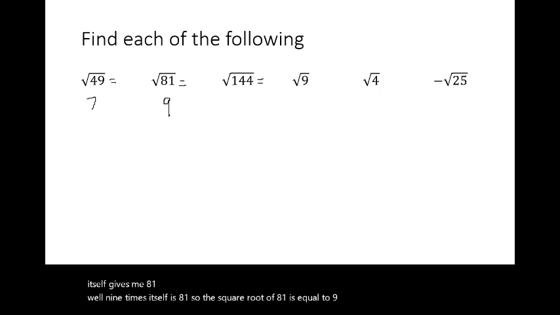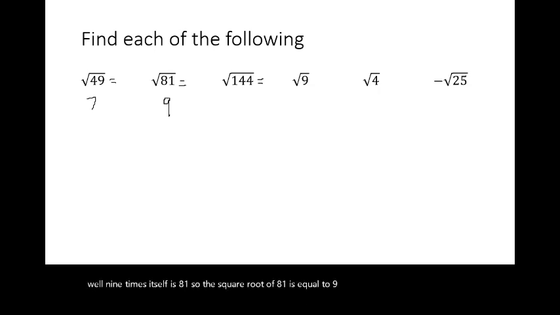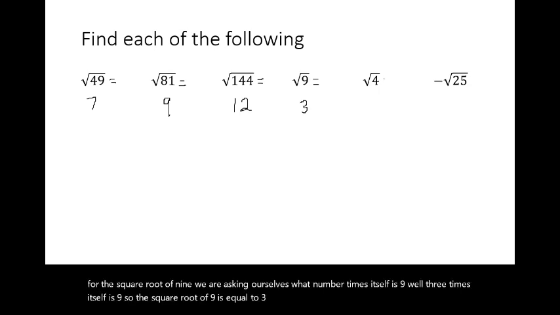For square root of 144, we're asking ourselves what number times itself gives me 144, which is 12. For the square root of 9, we are asking ourselves what number times itself is 9? Well, 3 times itself is 9, so the square root of 9 is equal to 3. For square root of 4, we are asking ourselves what number times itself is 4, which is 2.